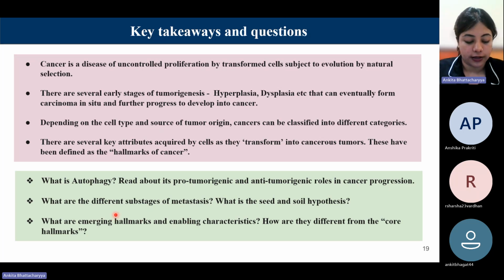I had also asked people to go back and look at emerging hallmarks and enabling characteristics and understand their difference from core hallmarks. This was directly supposed to be studied from the third hallmarks issue, which was published in 2021. So you can go back and look at it as well.